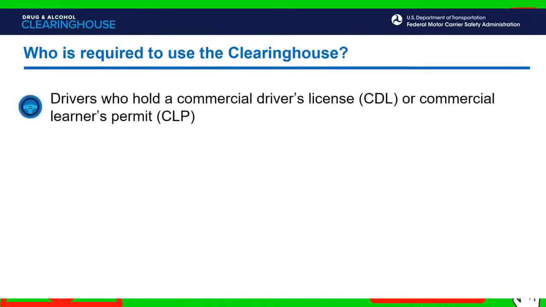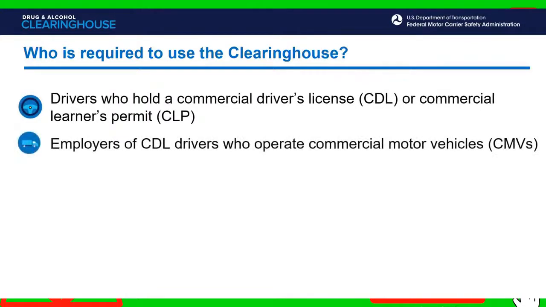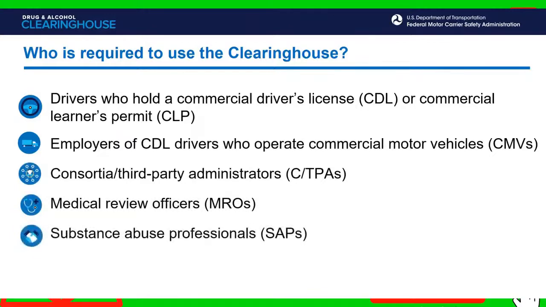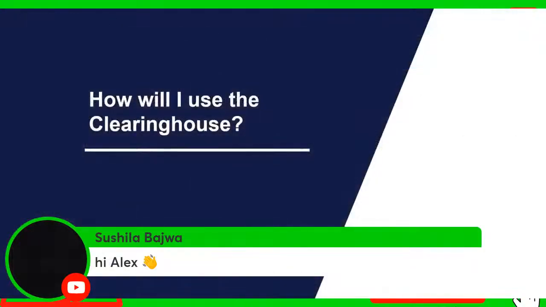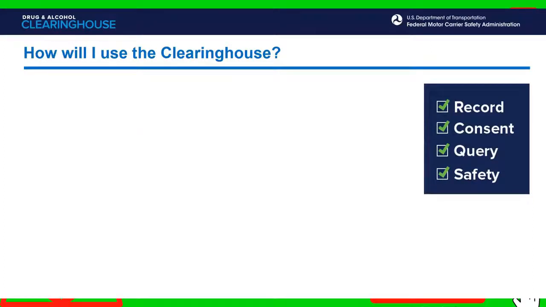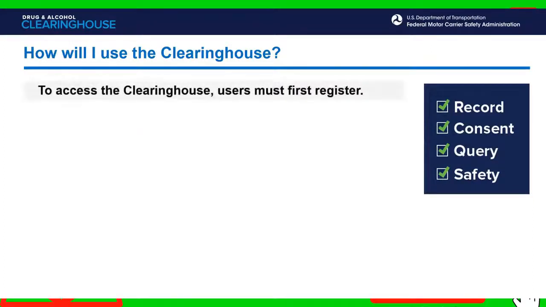CDL drivers, that is, drivers who hold a commercial driver's license or commercial learner's permit. Employers of CDL drivers who operate commercial motor vehicles, consortium third-party administrators, medical review officers, substance abuse professionals. Users are required to perform various actions in the Clearinghouse. A user role card is available for download from the Clearinghouse website. To access the Clearinghouse, users must first register.